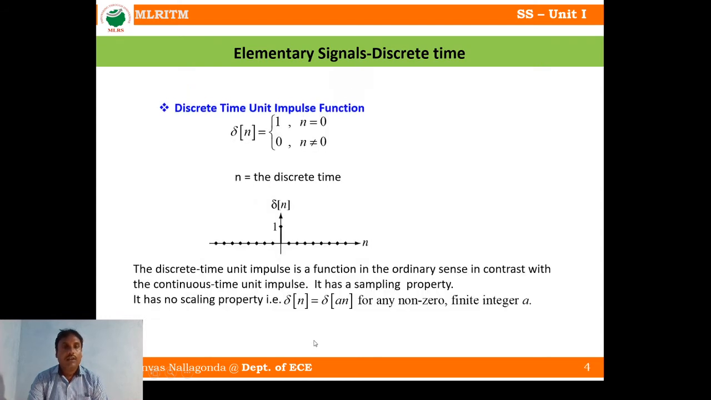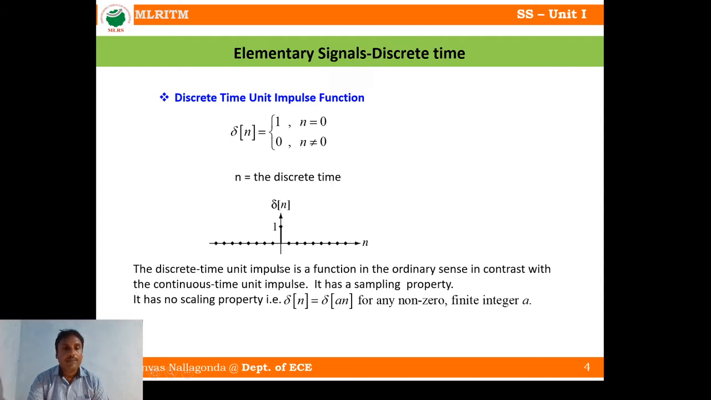Fine. Now if you see the unit impulse function in discrete time, it is denoted as delta of n, which is equal to 1 when n is equal to 0, and equal to 0 when n is not equal to 0. Here n indicates discrete time. When n is equal to 0, its amplitude is 1, so a sample is there with amplitude 1. When n is not equal to 0, the impulse is 0, meaning at all other points there is no impulse signal. So this is a unit impulse signal in discrete time.